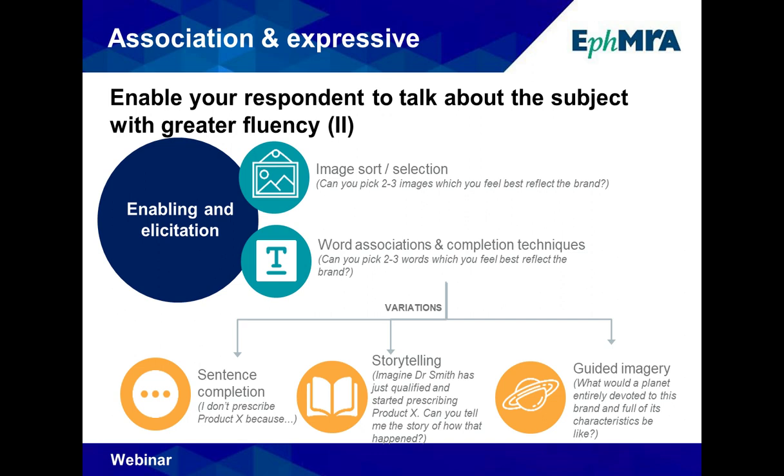You can also use these in future projections for new brands. For instance, imagine that in the future, product X is being prescribed by a majority. What would have to happen? What would the respondent have had to hear? What would the majority have had to hear, see, feel for this to happen? What have the reps said? What has changed within the hospital to make it happen?